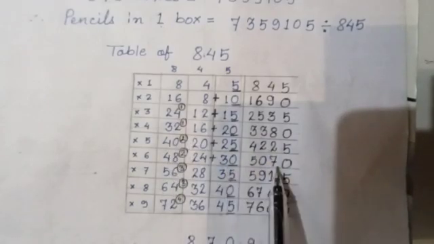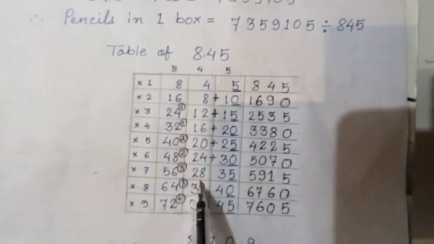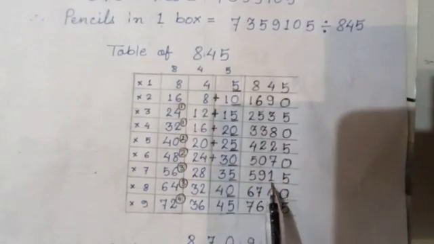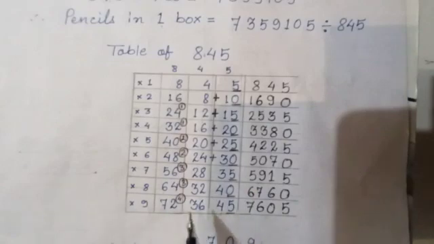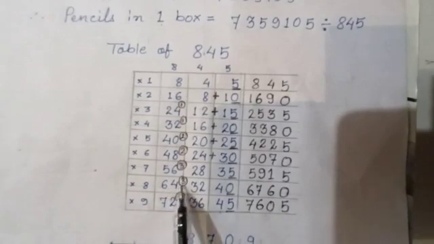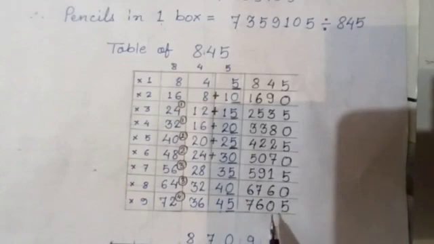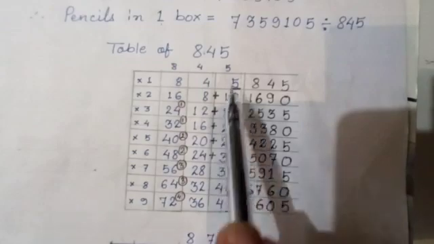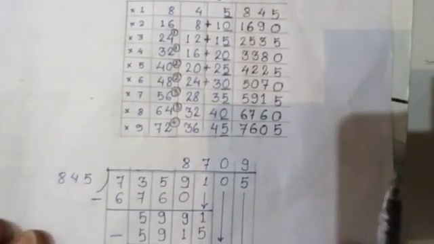24 plus 3, 27, 7 written, 2 carried, 48 plus 2, 50. Now 28 plus 3, 31, 1 is written, 3 carried, 56 plus 3, 59. Then 32 plus 4, 36, 6 is written here, 3 carried, 64 plus 3, 67. 36 plus 4, 40, 0 is written here, 4 carried, 72 plus 4, 76. So the table of 845 is ready. With the help of this table, you can solve your division sum.